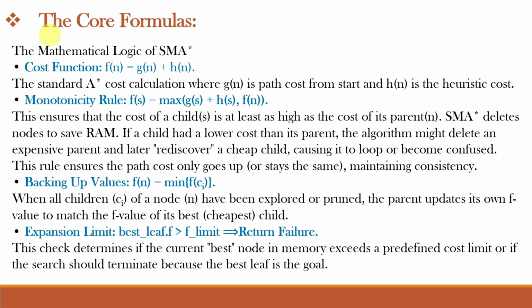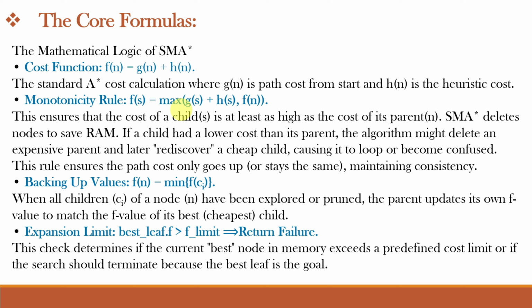Okay, first let us understand the core mathematical formulas of SMA star search. This is the formula for F cost, and we have used this formula in our previous three video classes. So we know how to calculate the H value as well as the G value and how to find F value. So this is the navigation formula. It tells SMA star which direction looks the most promising, and without this the algorithm would go blind to the goal. Now what is the use of this formula?